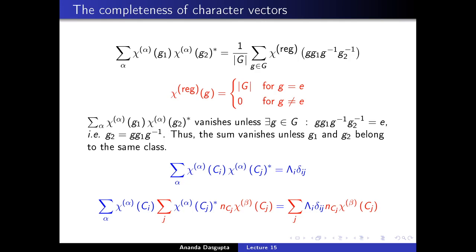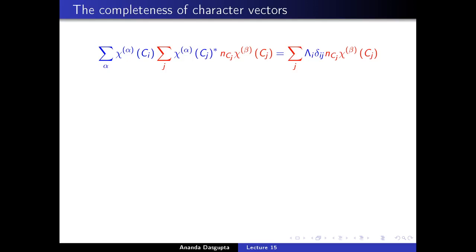And then you sum up over j. Of course, when you sum up over j, the sum over j on the left is exactly the sum that you carry out in the character orthogonality theorem. So that is going to be mod g times delta alpha beta. On the other hand, on the right hand side, the presence of the delta ij makes the sum over j rather trivial. You are going to get lambda I nci chi beta ci.